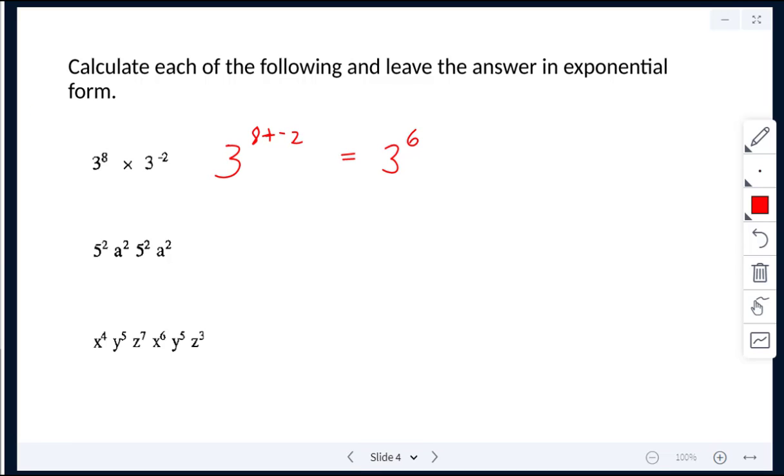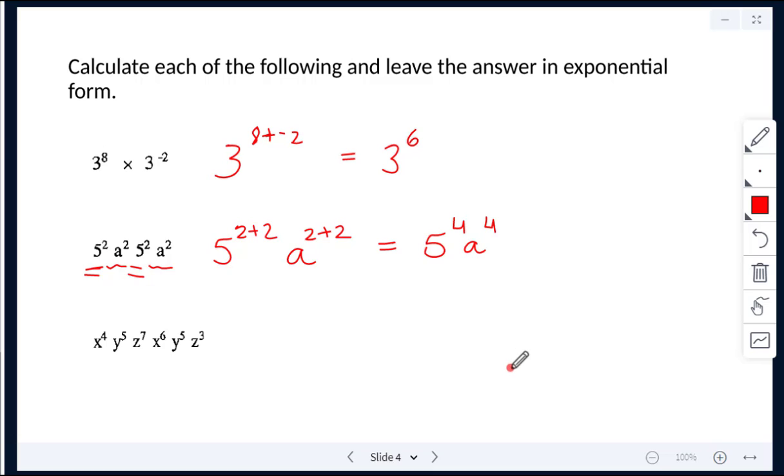So let's continue to the next example. So we have 5 squared and 5 squared. So those two can be collected together. And then we have the a squared and the a squared. All right, so 5 squared and 5 squared, we'll add those together. I'm just going to show that step again. It's 2 plus 2, and then for a as well, it's 2 plus 2. So we end up with 5 to the power of 4 and a to the power of 4.